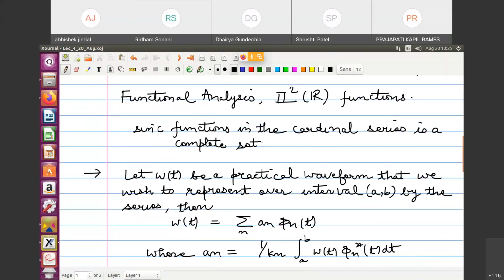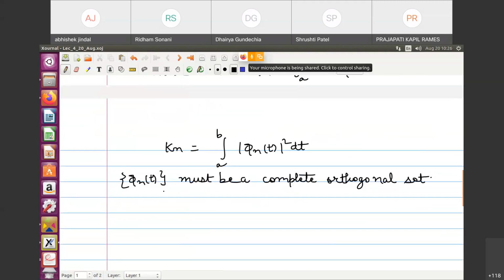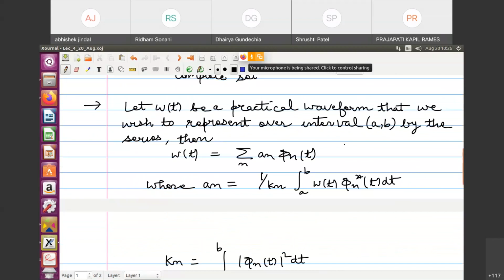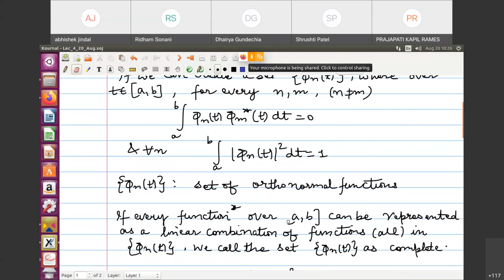So I have just formally stated what I have just discussed. This is a formal statement saying that if w(t) is a practical waveform, meaning it has finite energy, is defined for all values of t, and has a finite number of discontinuities if at all, then you can check the conditions required for a Fourier transform. 99% of those conditions will apply here for any practical waveform, or maybe some tighter versions of the conditions which we studied in the course Signals and Systems for a Fourier transform to exist. So let w(t) be a practical waveform that we represent over interval a to b by the series. Then we can write w(t) as this series, where the coefficients can be obtained by this. But for this to be valid, phi n(t) must be a complete orthogonal set. There may be some disagreement over taking a closed interval or an open interval, but in order to avoid any problem, let us take an open interval.